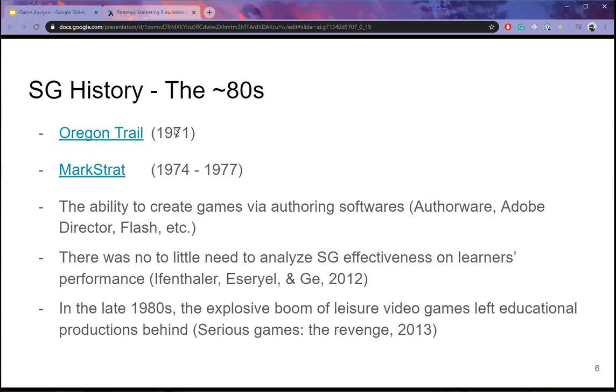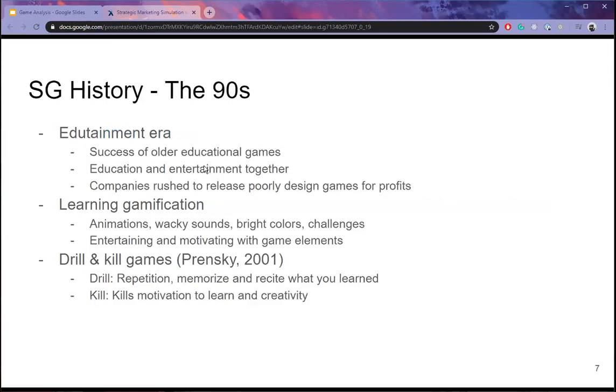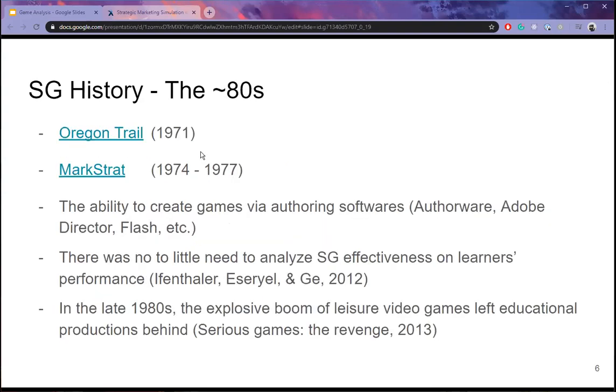And that's one of the games that was created in the 80s. You can see now the latest version is used in more than 500 universities worldwide, which is quite cool.